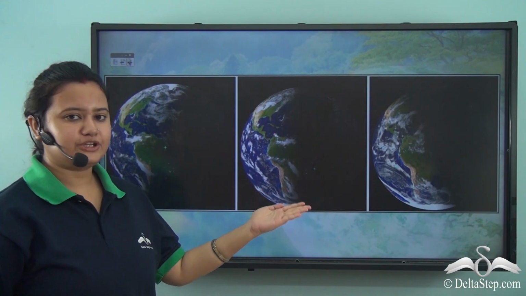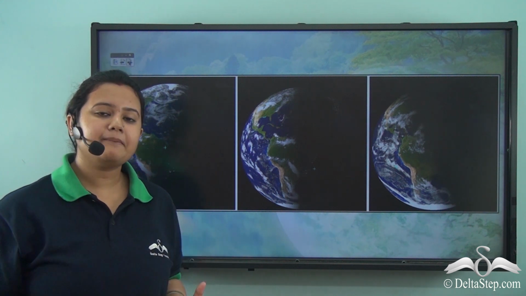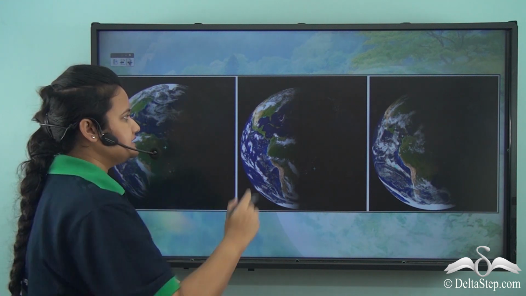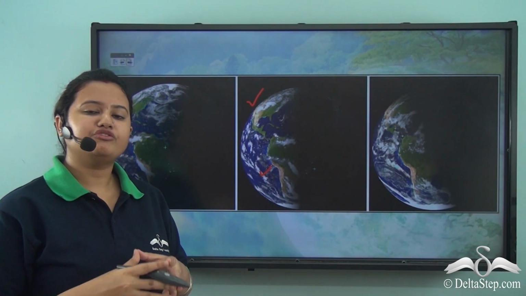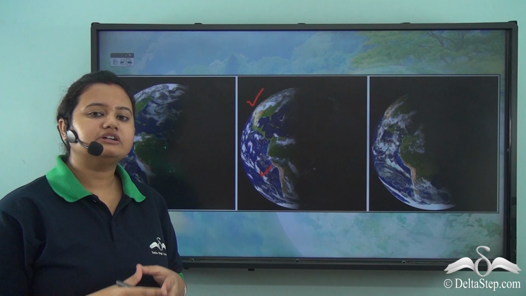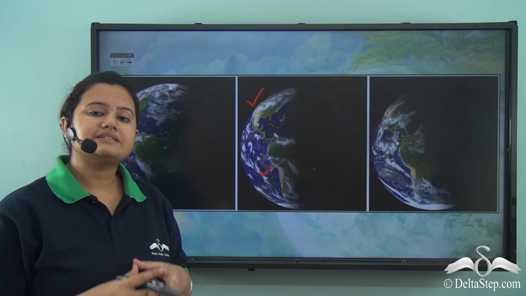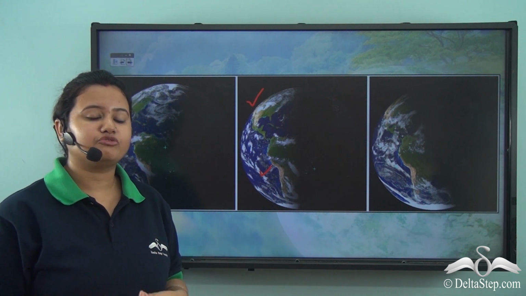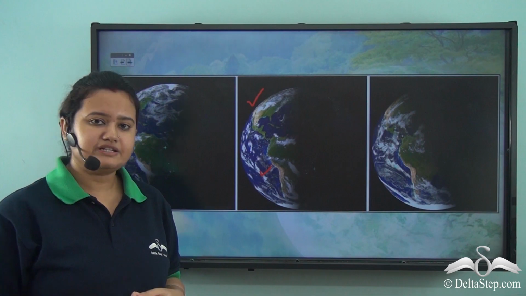Look at these pictures. Each of these pictures illustrates the same portions of the earth, that is North America and South America. But here we find that the portions of the earth are illuminated differently. So here, although the same portions of the earth have been depicted, the positions of the earth are different.